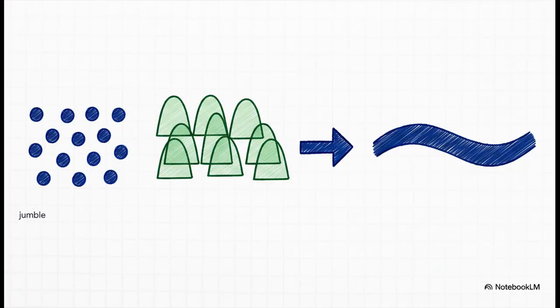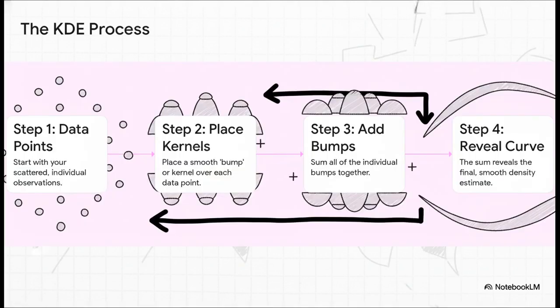Well, the main trick up its sleeve, as the source material points out, is this really clever idea called kernel density estimation. You might also hear it called Parzen windows, but it's the same thing. And you know what? The process is actually super simple. First, you've got your scattered data points, right? Then, for every single point, you drop a little smoothing bump right on top of it. It's called a kernel. Think of it as giving each data point a little bit of influence on the area around it. Step 3, you just add up all of those little bumps, and voila! What you're left with is that final smooth curve we've been looking for.